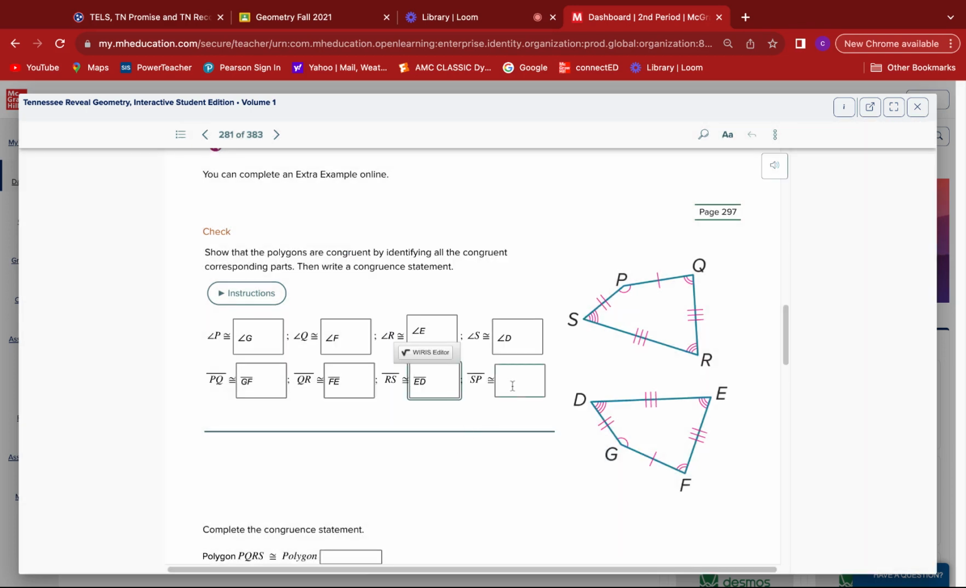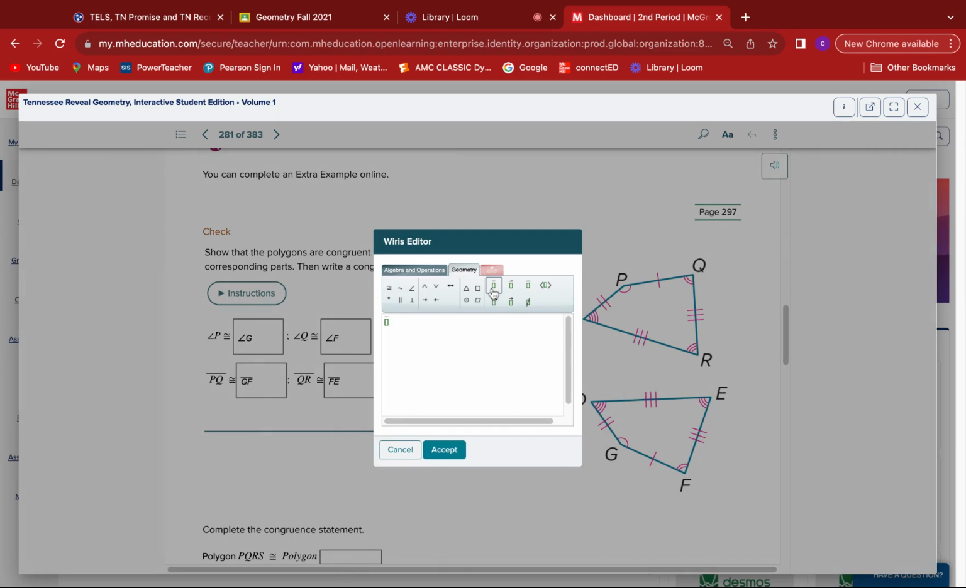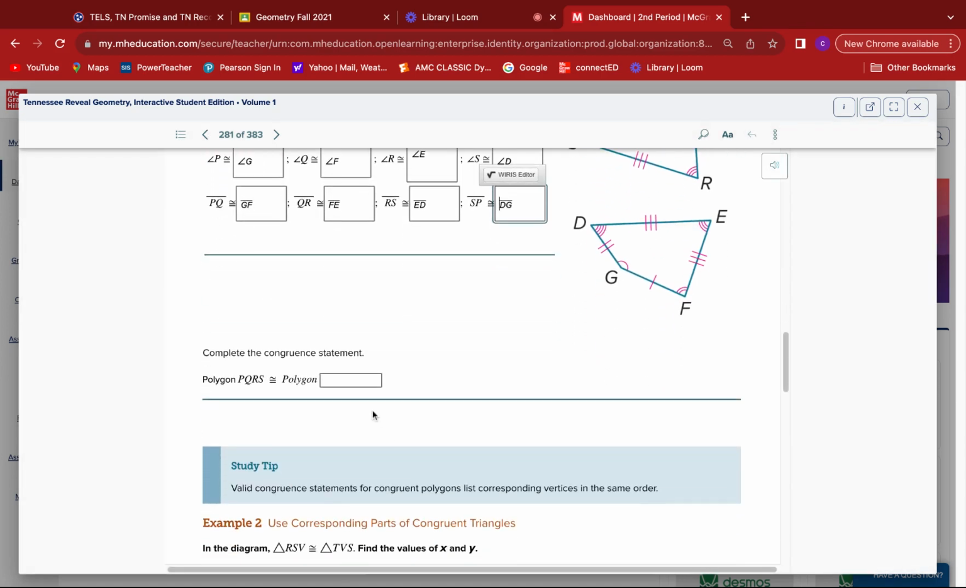And last but not least, SP. There it is. SP has 2 little slashes on it. So does this one right here. But again, order matters. So you're going from a 4 to a 1. And that means I've got to do D to G. 4 to 1. All right, there we go.